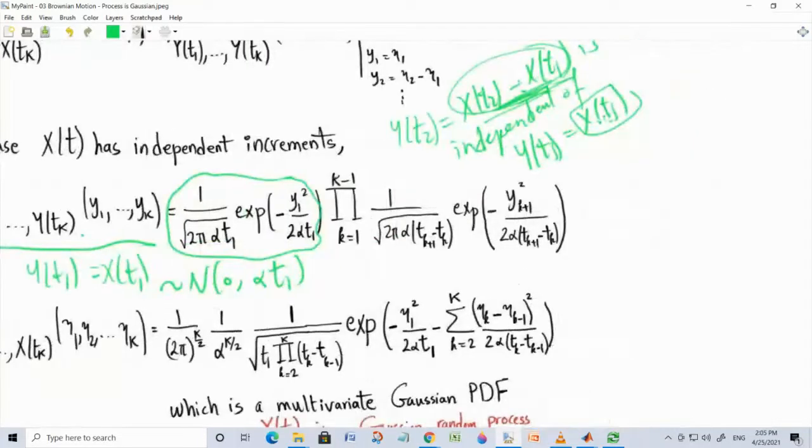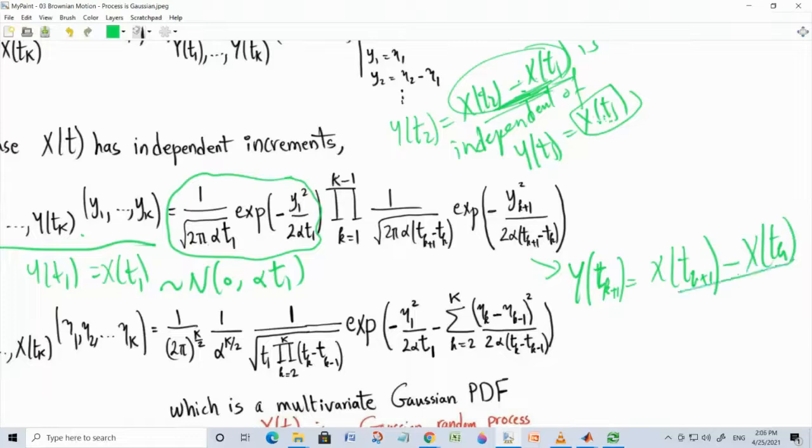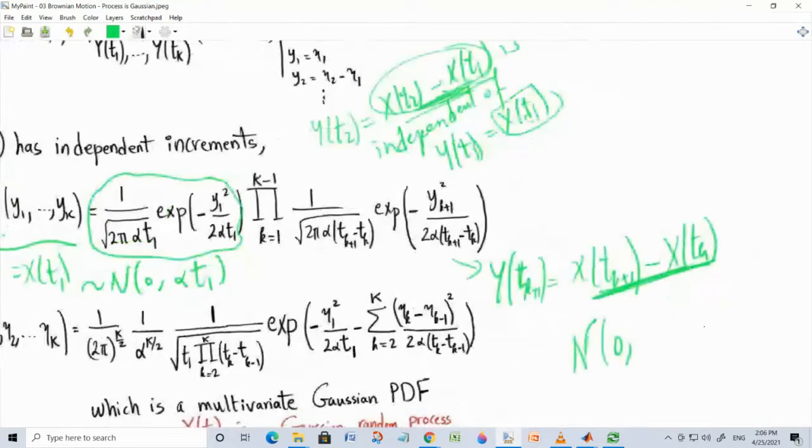So okay, let me write the general case like this. As a reminder, y of t k plus 1 is x of t k plus 1 minus x of t k, and this one here is Gaussian, zero mean, and has a parameter which is alpha multiplied by the difference, which is t k plus 1 minus t k.